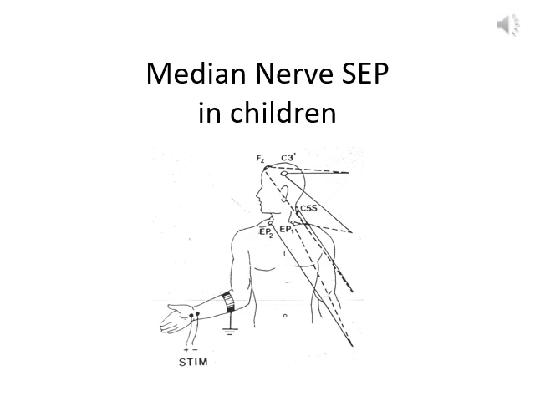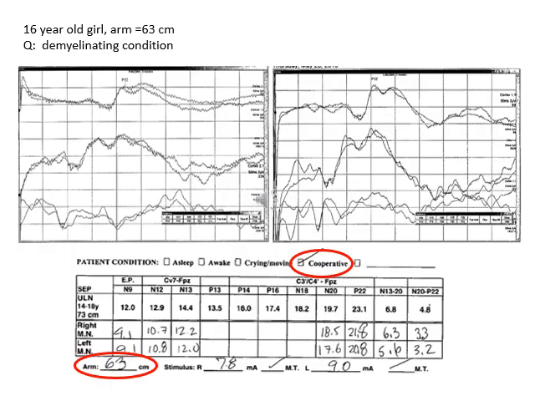So the tracing on the bottom will be the peripheral recording at Erb's point. The middle tracing is a cervical recording over cervical spine, and the top tracing is the cortical recording. This is an SEP recording from a 16-year-old girl presenting with query demyelinating condition.